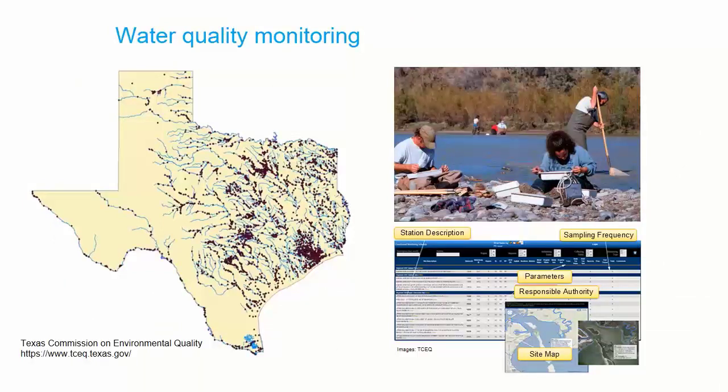Once standards have been established, it's necessary to implement programs to monitor water quality conditions. This image presents the extensive network of sites monitored for water quality by the Texas Commission on Environmental Quality. In the photo, you see scientists collecting and examining samples of insects, which may also be used as indicators of water quality. On the bottom right is a snapshot of the Commission's database, which is essential for storing data and enabling analysis of trends over time.